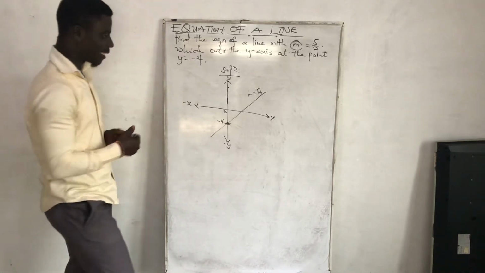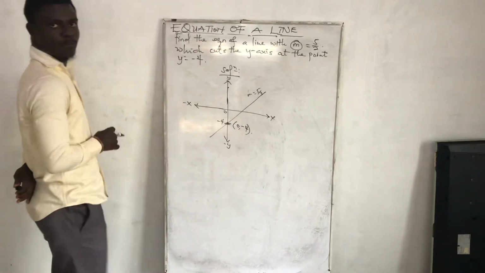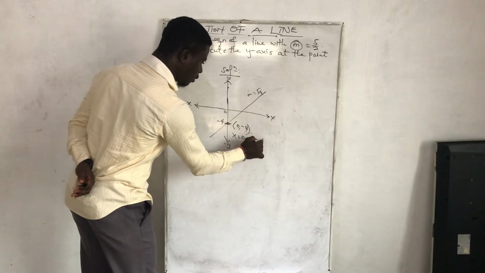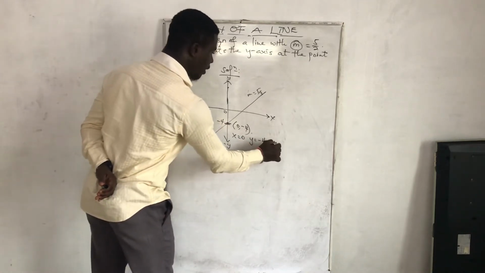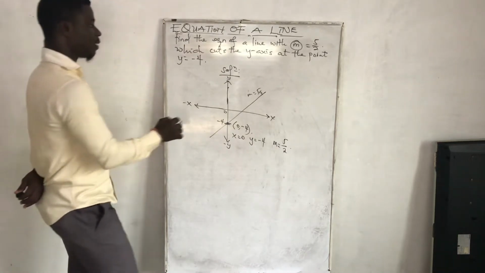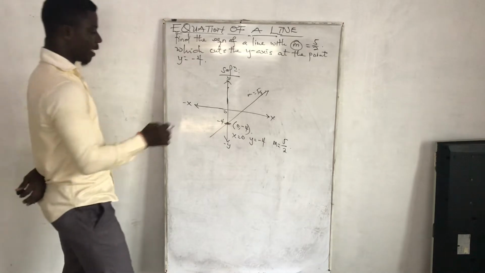That's the y-intercept. So our point here is (0, -4), meaning that when x equals 0, y equals -4. Then we know our gradient is 5 on 2. When it's a positive gradient, it means that it is increasing.